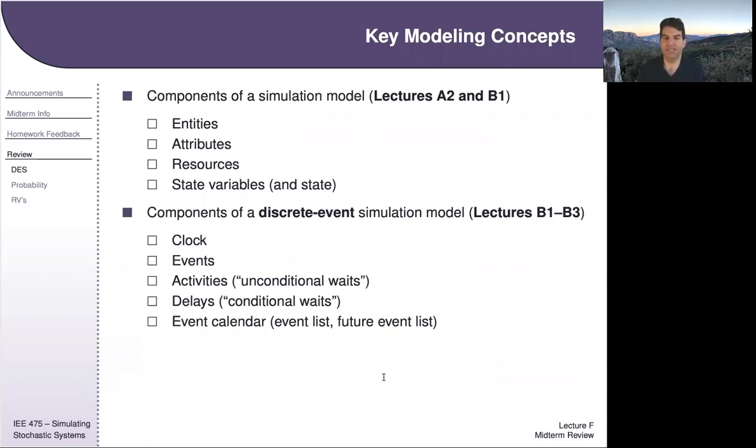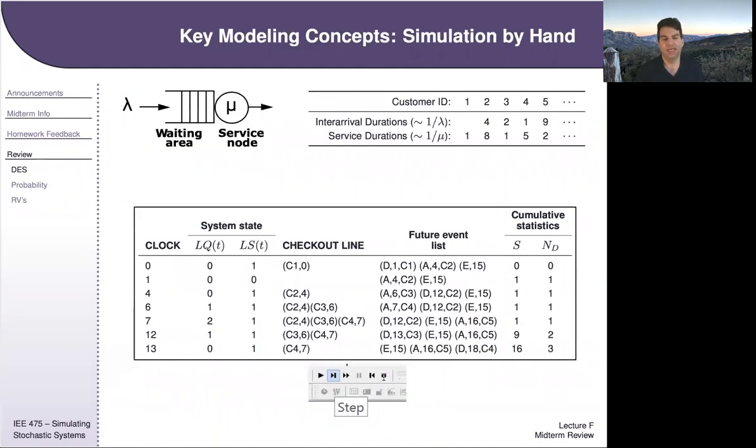As I mentioned, all of the lingo: entities, attributes, resources, state variables, states, activities, delays, events, the event calendar, the future event list, another name for event calendar, and so on. Definitely know how to step through this table. You will see a table like this at least once on the midterm, and you'll either be asked to analyze it or to fill it in. And so know how to read these tables and know how to fill them in if there's empty spots. Know how to spot things that might be wrong, those sorts of things.